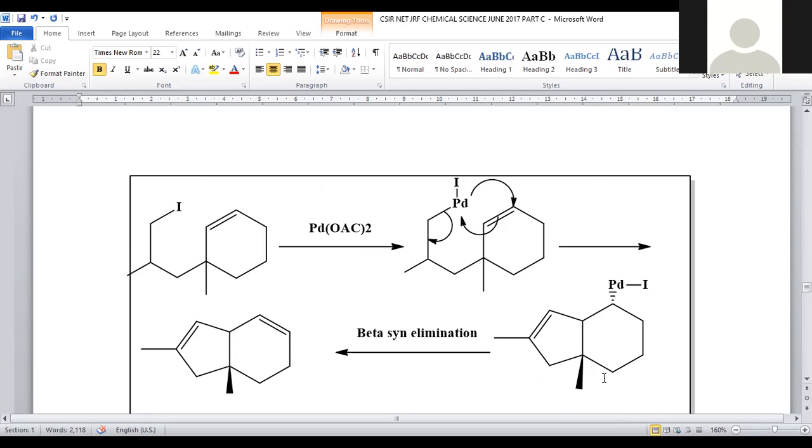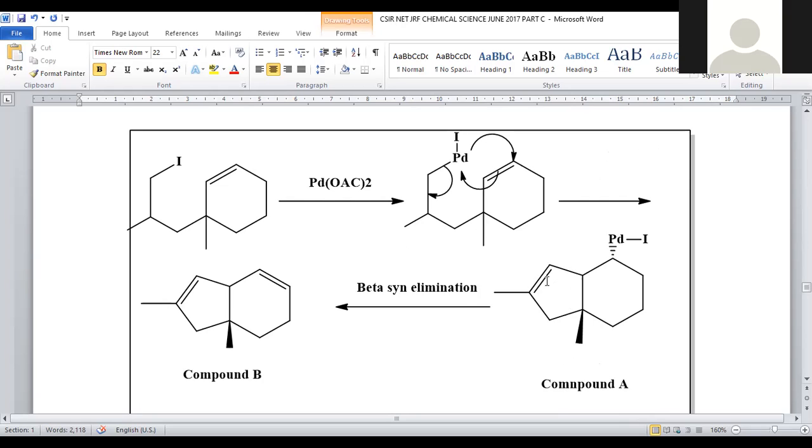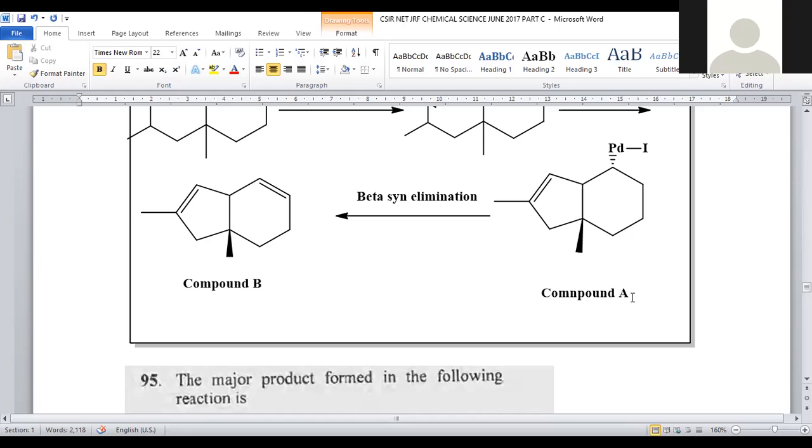And here this side chain now turned into a 5-membered ring system with one double bond. Already a double bond is there within the reaction. So here a 5-membered ring will be originated because of ring closure, and this palladium iodide will be generated at this center. So this is regarded as compound A. Then what will we do? We will perform beta-syn elimination. Here, hydrogen will be discarded from the center and palladium iodide will be eliminated. Now we will get a carbon-carbon double bond at this position. Already one double bond is there, one more double bond is also generated.